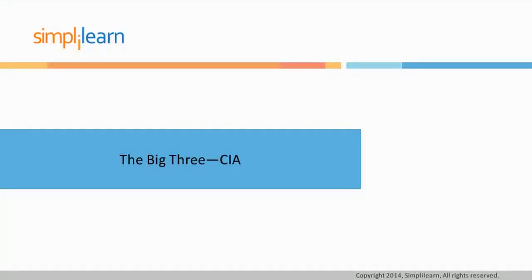Let us now look at the next topic, the Big Three, CIA. The core principles of information security are confidentiality, integrity, and availability, often called CIA. All other concepts and activities in information security are based on these principles. In this topic, we will look at the role and importance of CIA in information security management. We will also discuss confidentiality, integrity, and availability in detail.